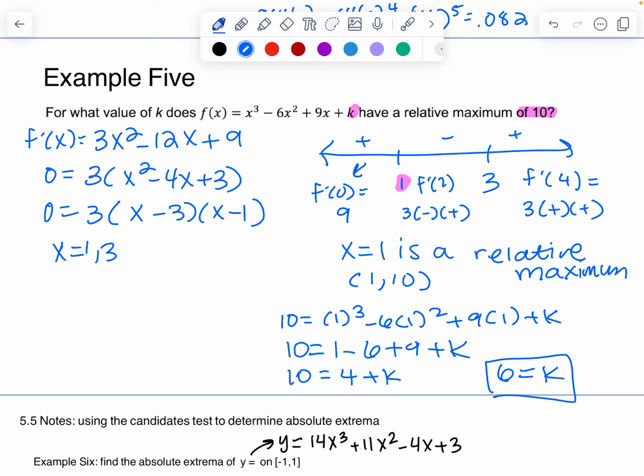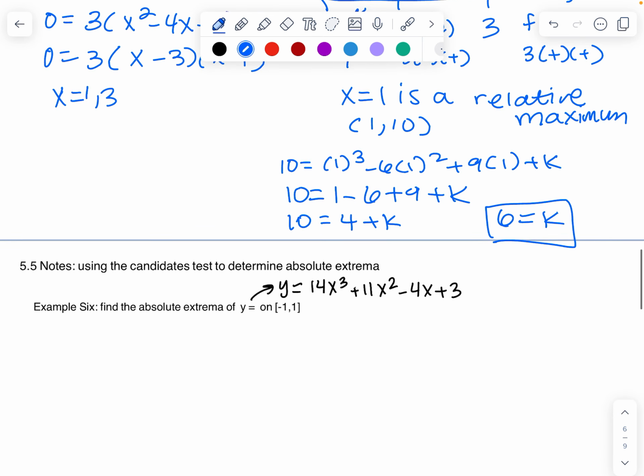Okay, we have 2 more examples, and then we're done. I know that these are kind of long. It'll be okay. So now we're going to move on to something called the absolute extrema.